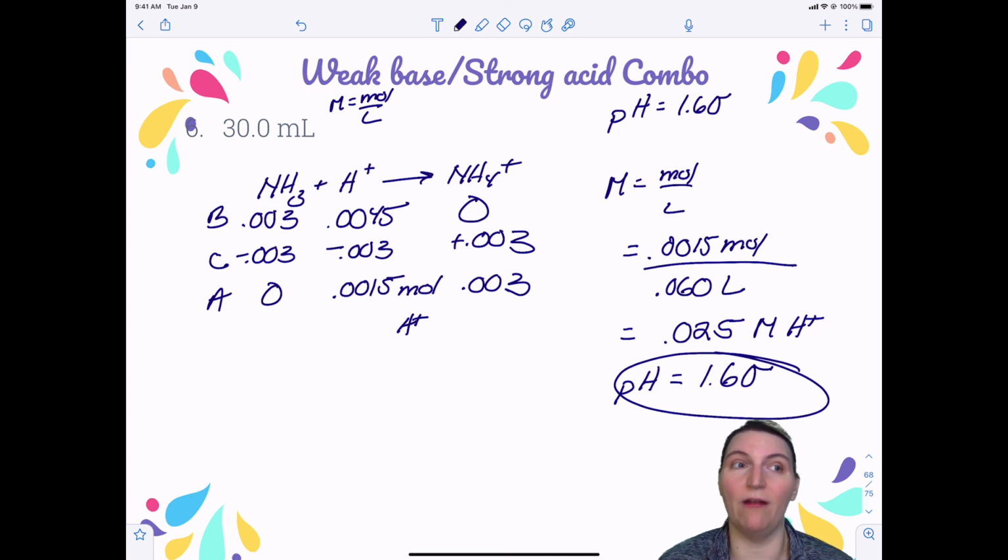So those are the 4 different types of calculations that you will have to do with a titration of a weak acid or base with a strong acid or base.